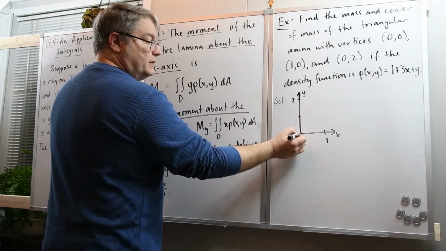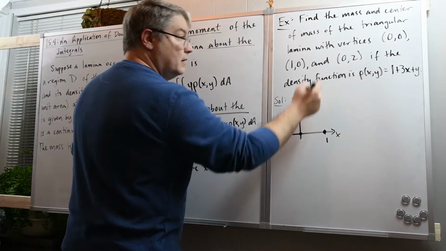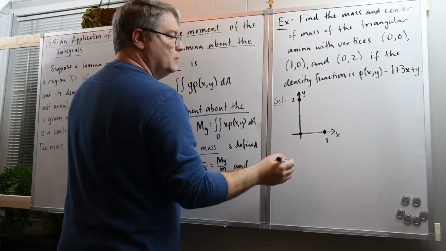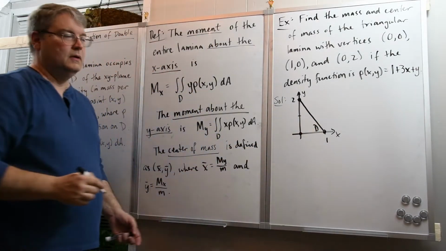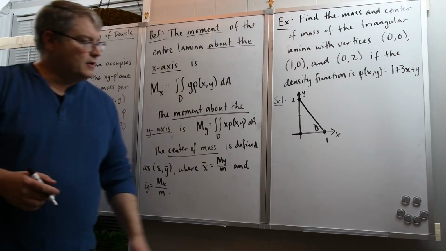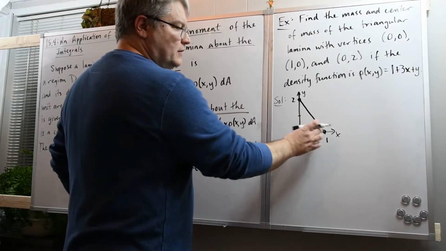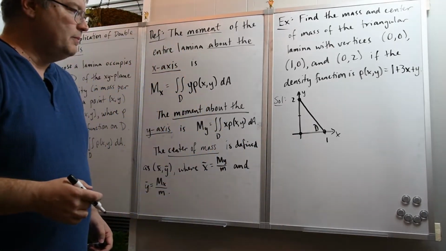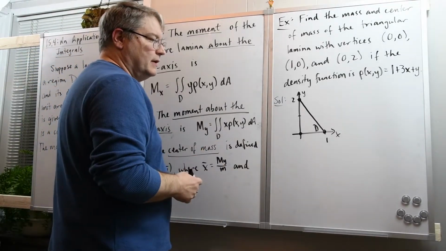Notice we have one vertex at the origin, another one at (1, 0), and another one at (0, 2). So our triangular region is going to look like that. Call it D. I'm going to describe this region as a type 1 region, so the bounds on x are going to be constant. Bounds on y, well, one of them will be constant, it turns out, in this particular case.